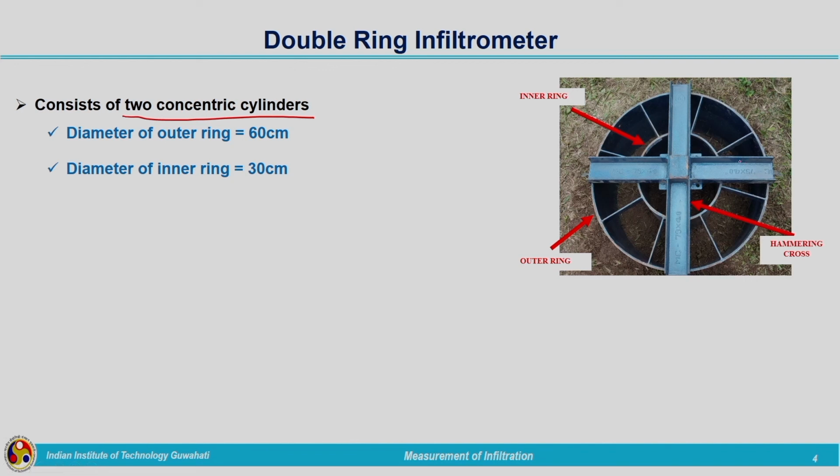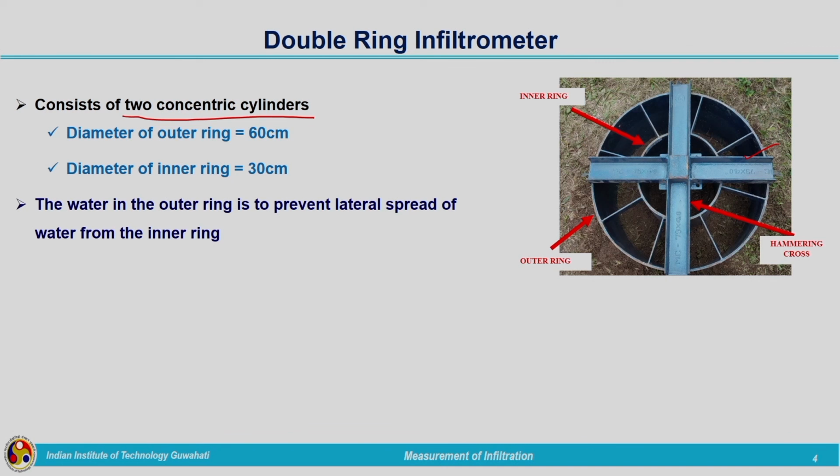And there is a hammering cross. You can see that the hammering cross is provided to prevent the damage which would happen while hammering on the rings. So, we will be inserting the ring by hammering on this hammering cross. The water in the outer ring is to prevent the lateral spread of water from the inner ring. So, here we will be filling water in both the rings. You can understand the lateral spread will be taking place only from the outer ring. In the inner ring we can maintain the one dimensional assumption.